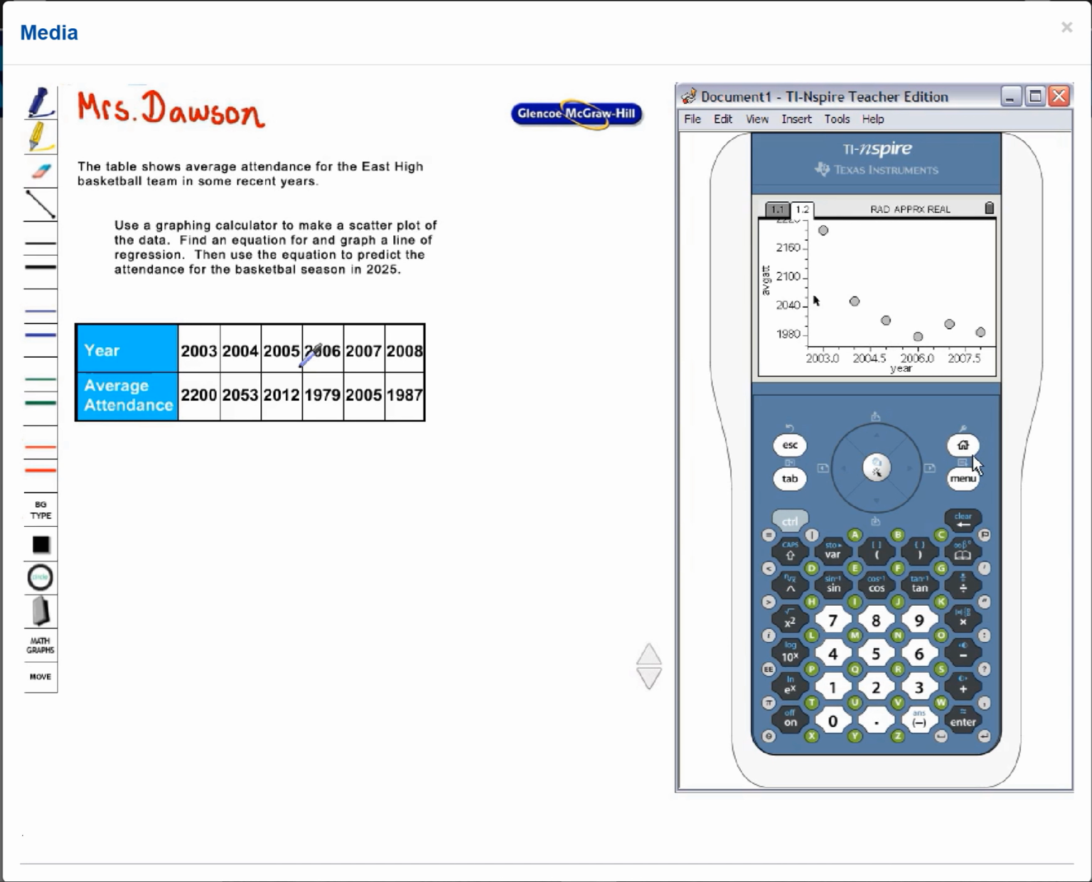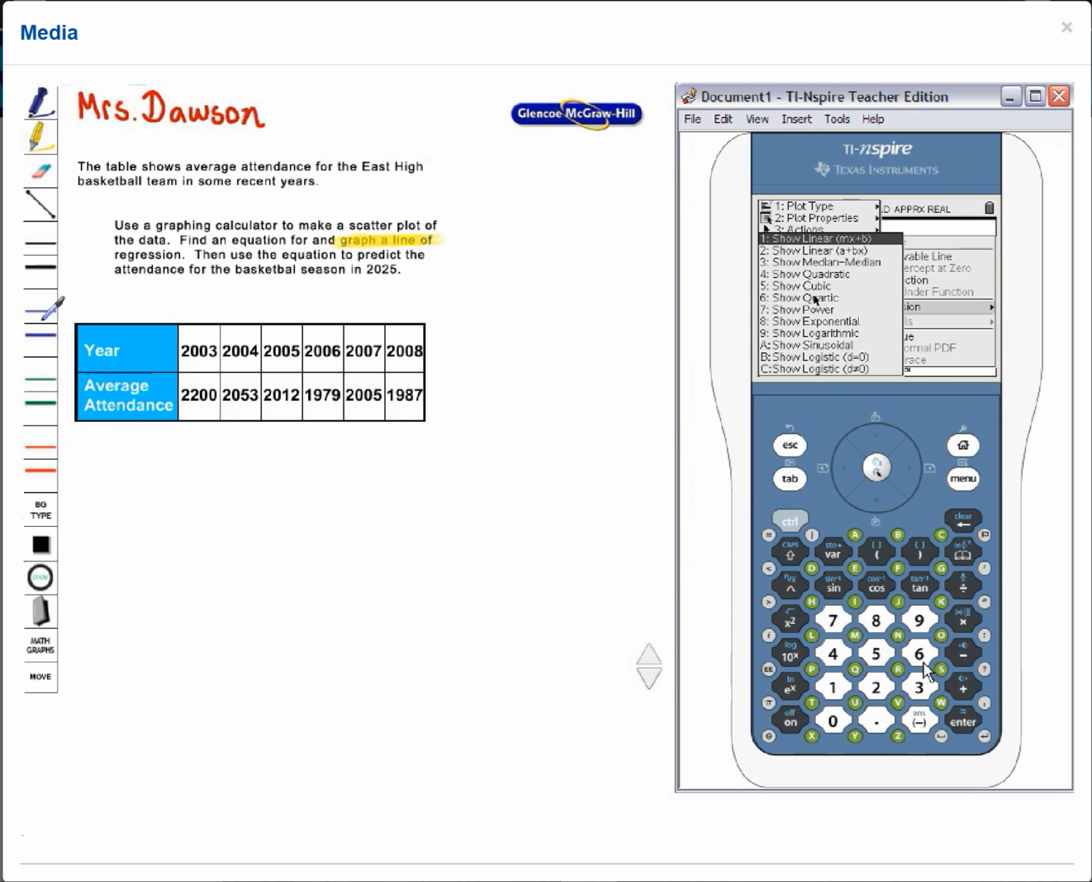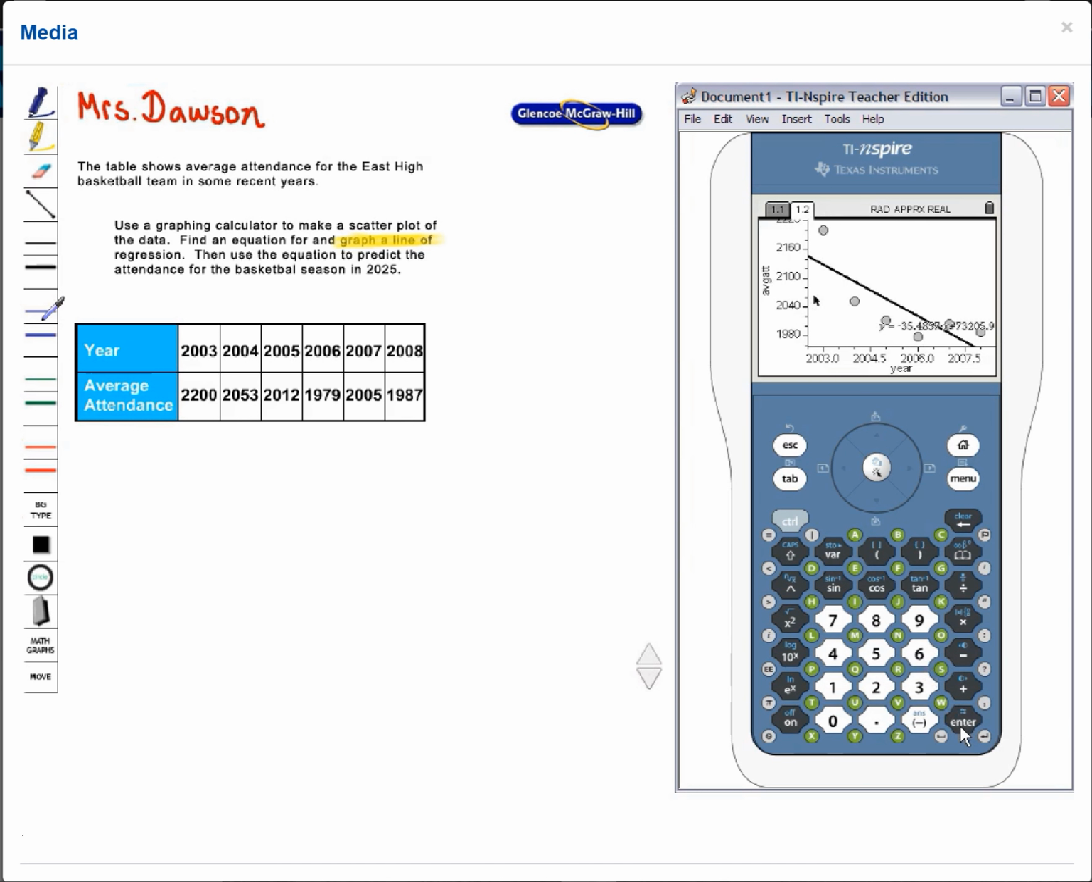The next step is to graph a line of regression. Our instructions do say to graph a line, so we'll look for the linear regression. Menu, number 4 for Analyze, number 6 for Regression, and choice number 1 and 2 are both linear choices. We'll go with number 1. You can see the line that is best fitting all of those points. So it's as close to each point as possible. And here is our equation.